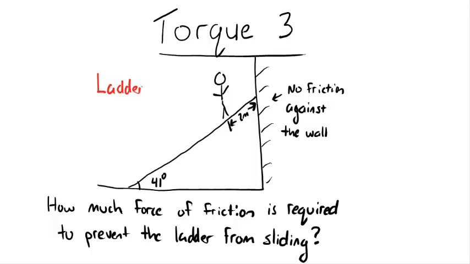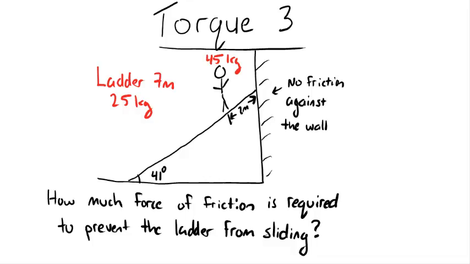I'll add that here. The ladder is 7 meters, and it's also 25 kilograms in mass. It makes an angle of 41 degrees with the ground, and it has a person on it. This person is 45 kilograms. The ladder makes no friction against the wall. We're going to assume it's frictionless, and what is stopping it from sliding away then is friction provided by the ground. So at the bottom then, we will have a force of friction.